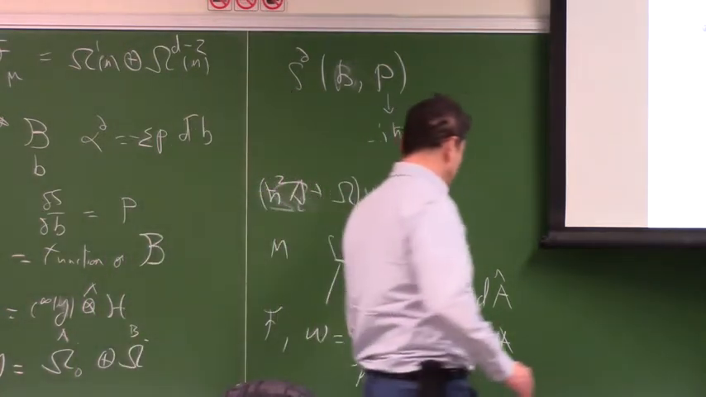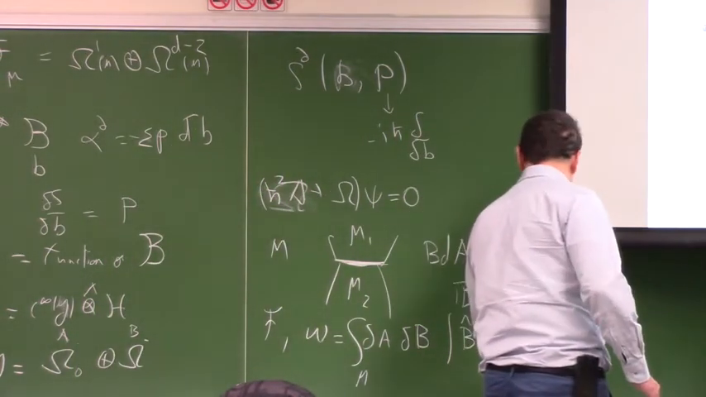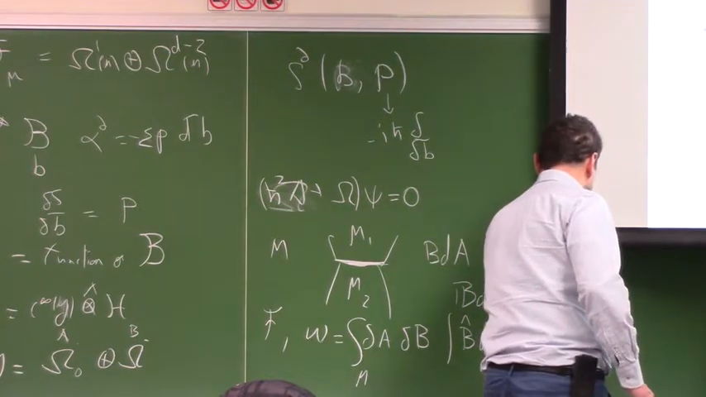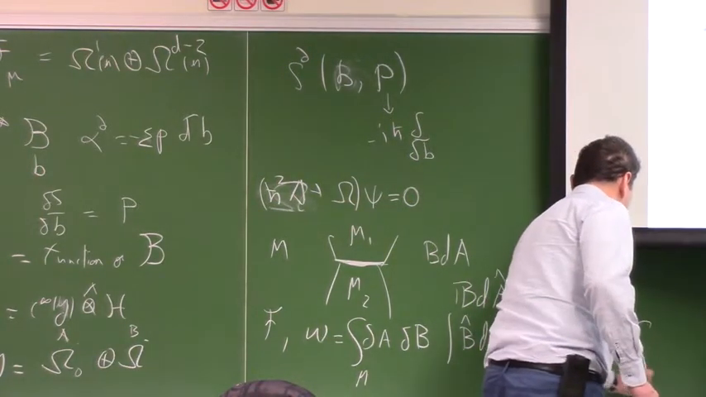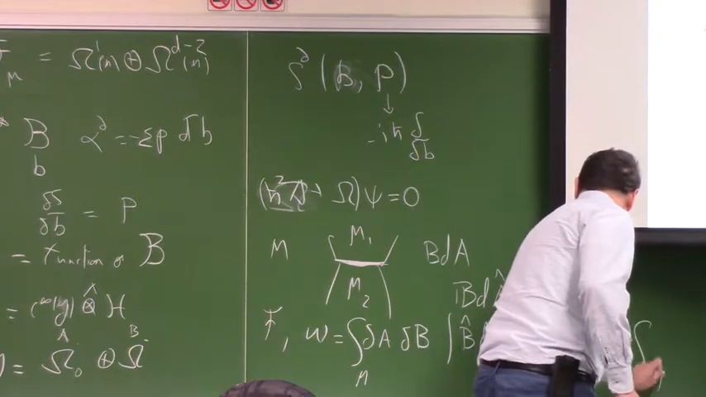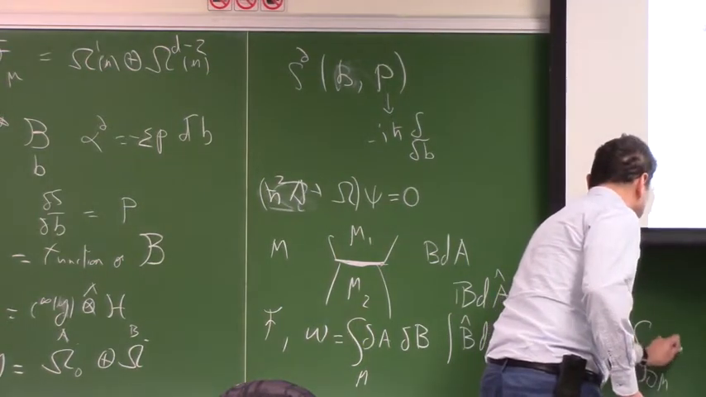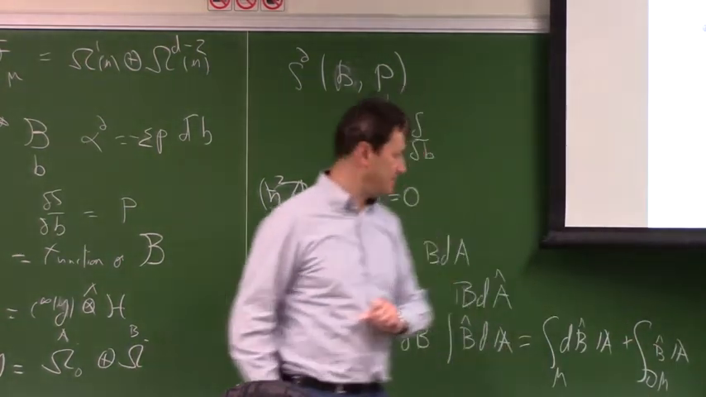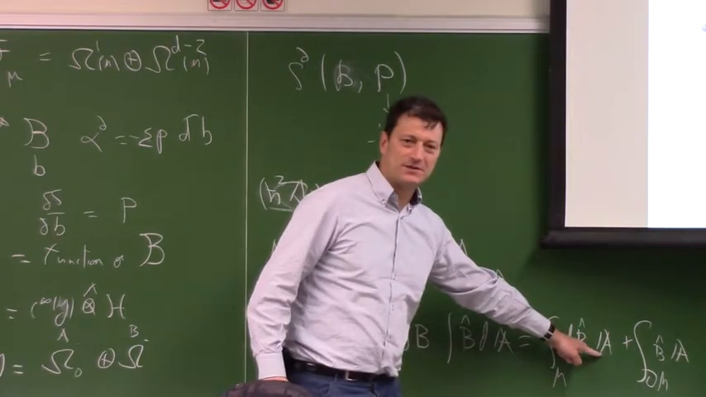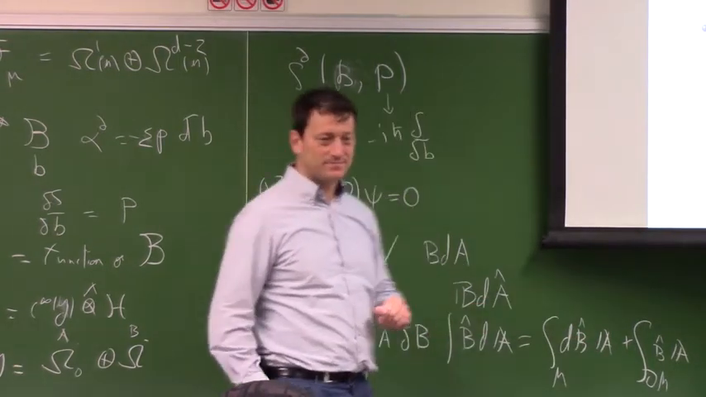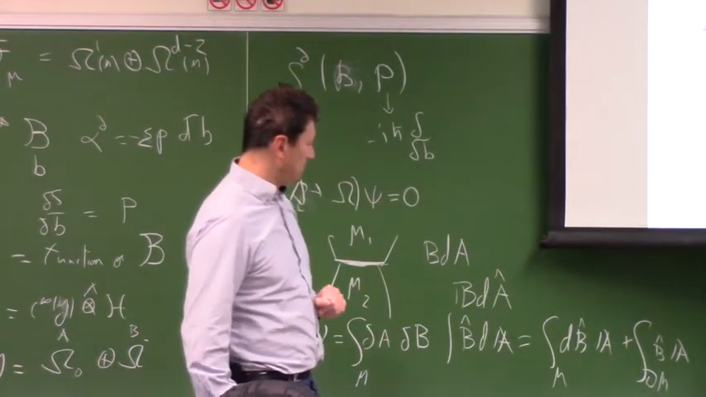So I rewrite this, up to signs, as the integral of d hat fat A plus an integral on the boundary of d hat fat A. So here again, I no longer have derivatives on fat A. So this is an important point.